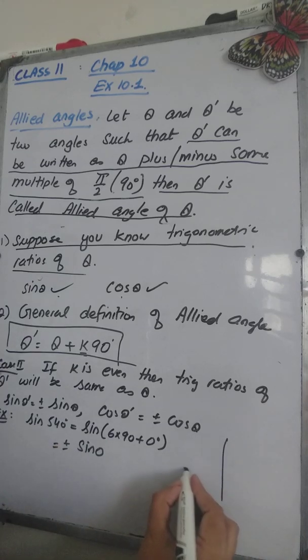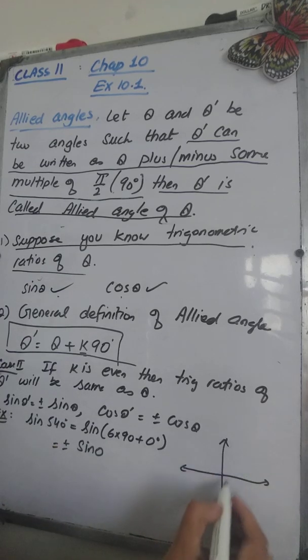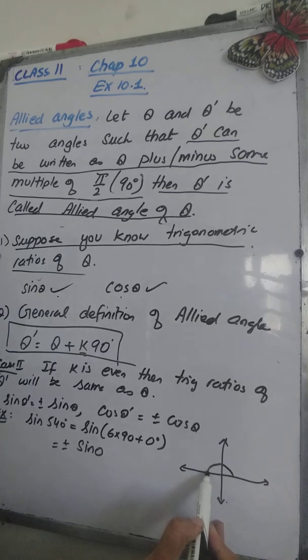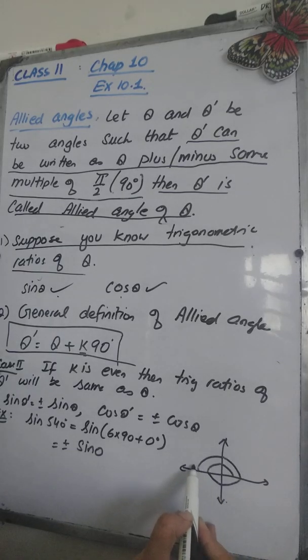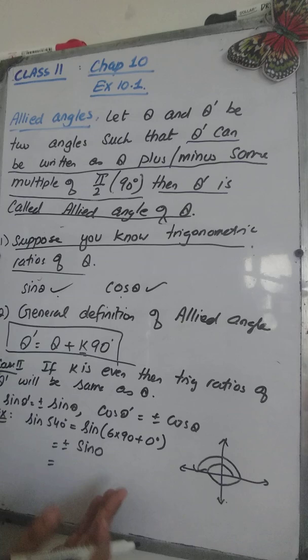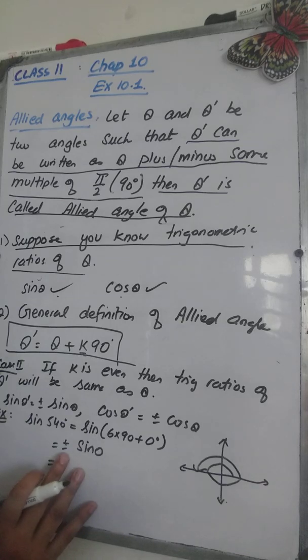The angle 540 will lie in which quadrant? It is 6 times 90: 1 times 90, 2 times, 3 times, 4 times, 5 times, and 6 times 90. So it's sine of 0. Although sine of 0 is equal to 0, so in this case we don't need to consider the plus or minus sign.